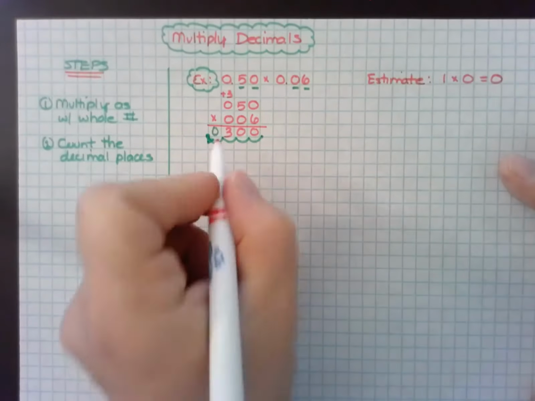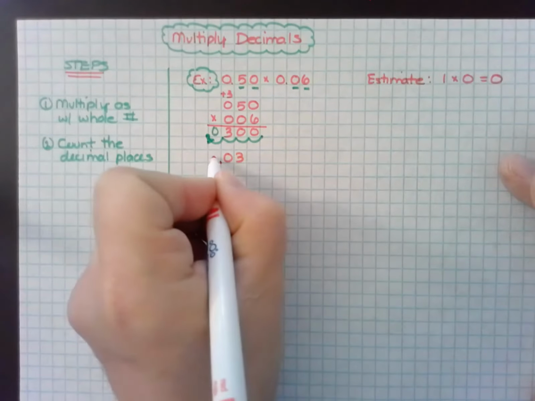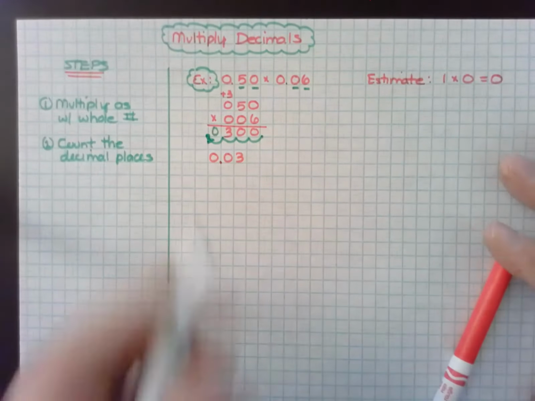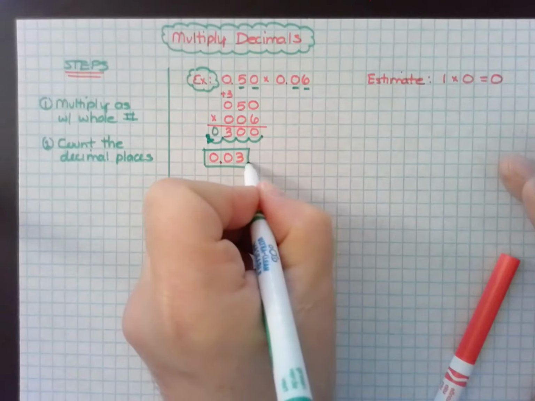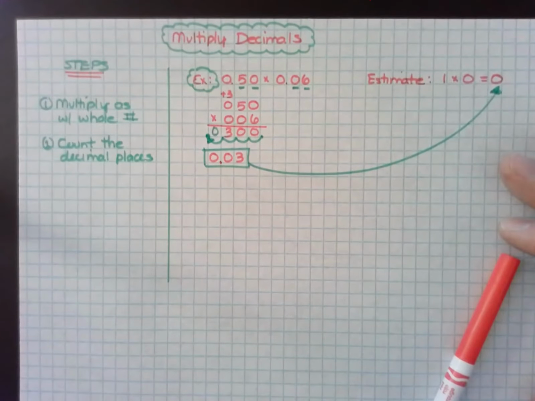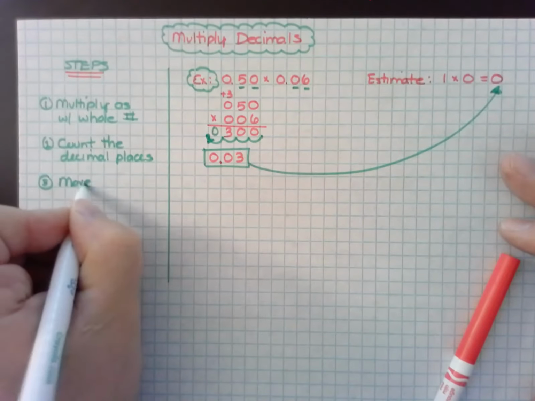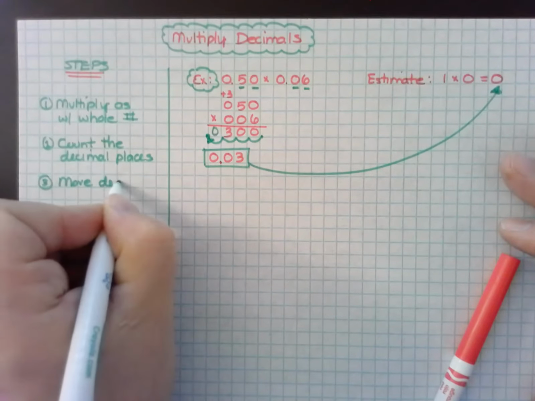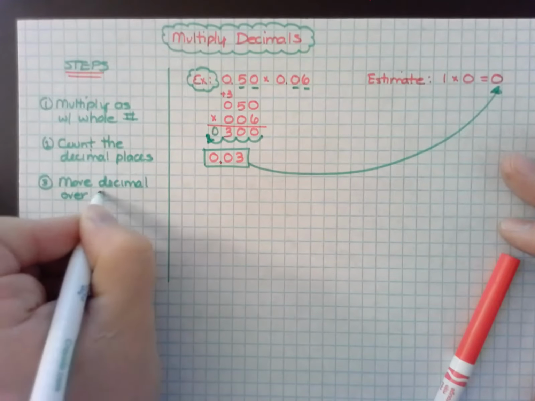And so my final answer is 0.03. And that is pretty close to my estimate. And so the last step here is to move the decimal over from the right.